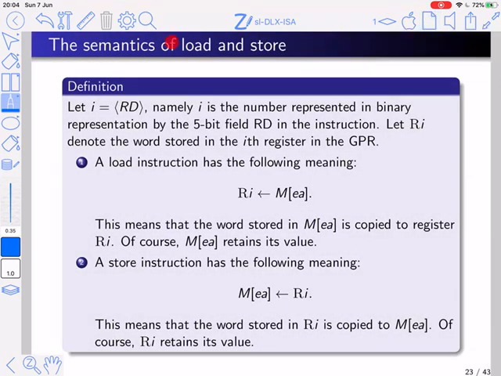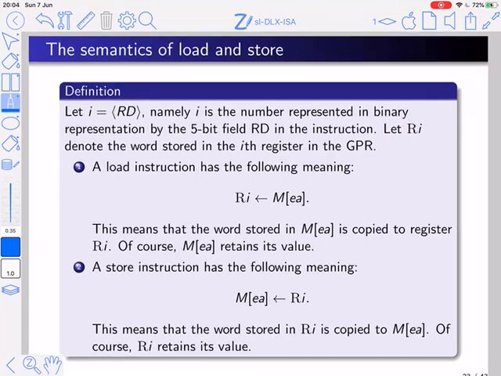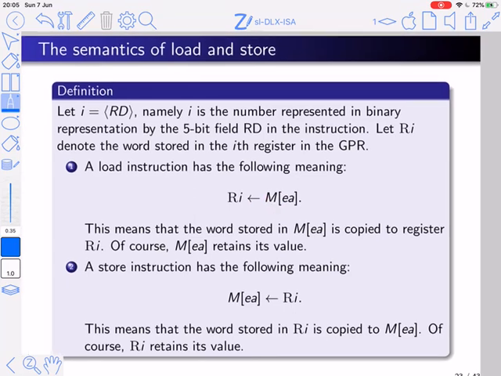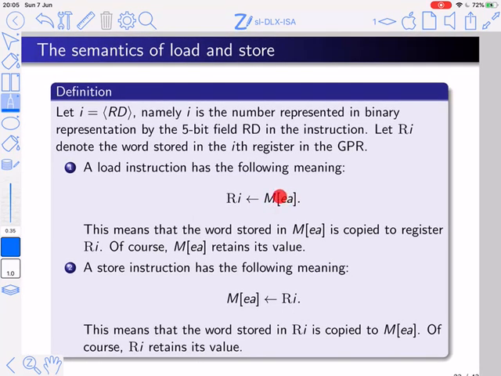Now, the semantics of a load and a store instruction are as follows. Let I be the index of the GPR that is encoded by the RD. This is 5 bits in the instruction in binary. Okay? And RI is the GPR whose index is I. So now what a load instruction does is it takes the effective address, it accesses the memory word whose address is EA, copies its content into the general purpose register RI.